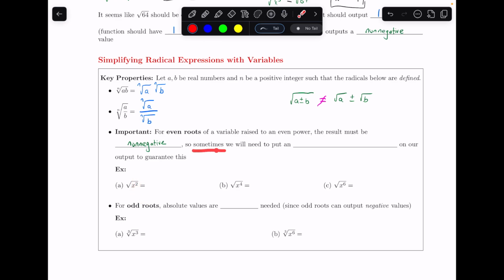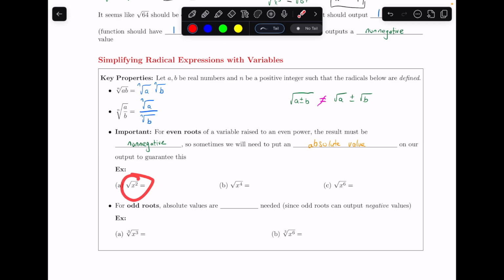But sometimes when you simplify it, you're going to need to put an absolute value on our output if it isn't guaranteed to be non-negative already. So let's explore that, because we've seen this a bit before.